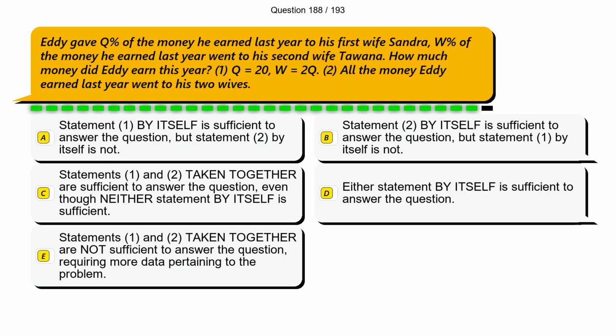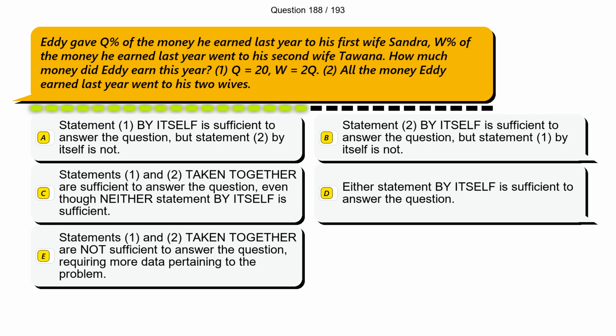Question 188. Eddie gave Q% of the money he earned last year to his first wife Sandra. W% of the money he earned last year went to his second wife Tawana. How much money did Eddie earn this year? 1. Q equals 20, W equals 2. 2. All the money Eddie earned last year went to his two wives.